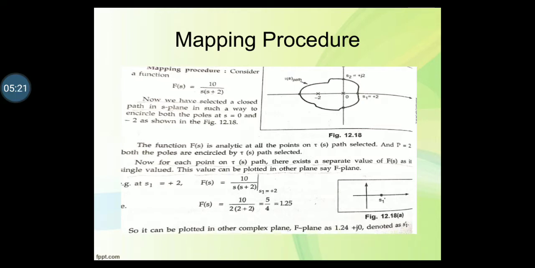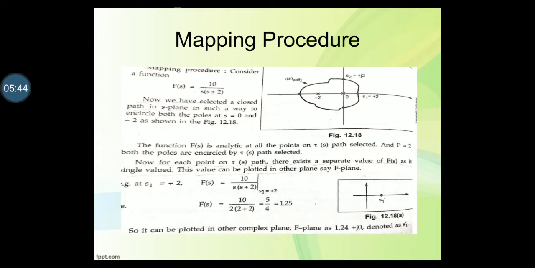Then we are interested only in those poles and zeros which are encircled by Γs path in the s plane, and not in all the poles and zeros of f(s). So P represents the number of poles of f(s) encircled by Γs, and Z represents the number of zeros of f(s) encircled by Γs.